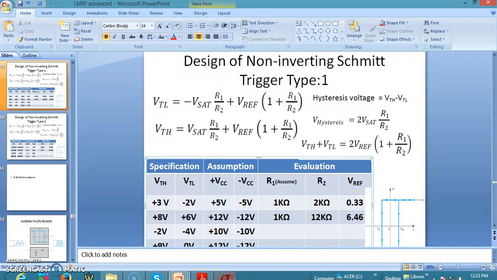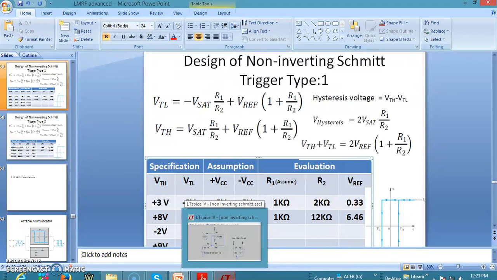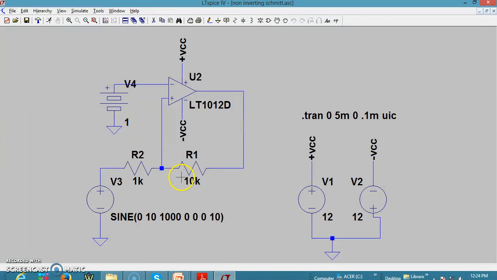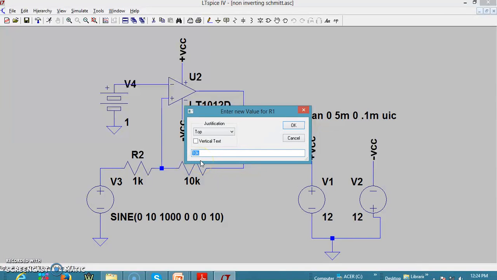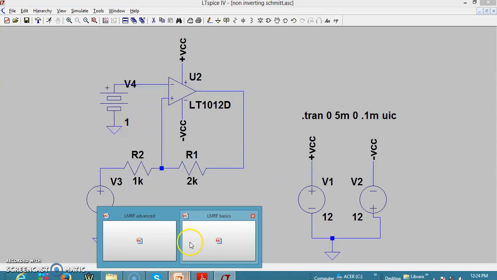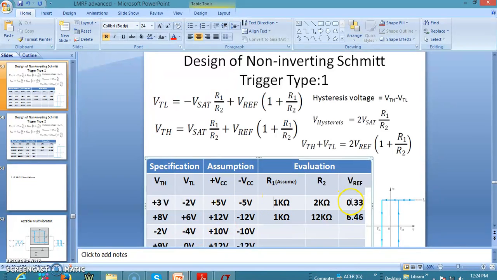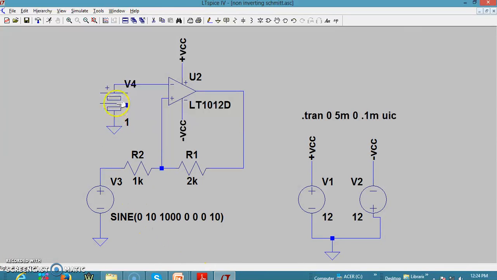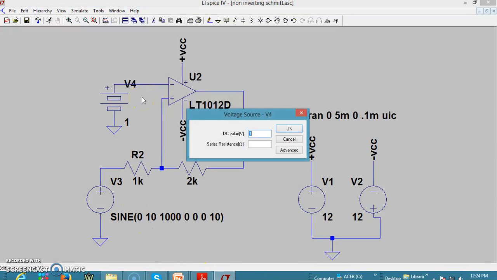So let us go to simulation, try to use these values, and then try to measure the VTL and VTH. So we have this, which is actually R1. R2 calculated is 2 kilo ohms as per the design, and the V reference is, I think, 1 volt, because we had V reference as 0.33. So let me change that V reference to 0.33 volts. It is now 0.33 volts.